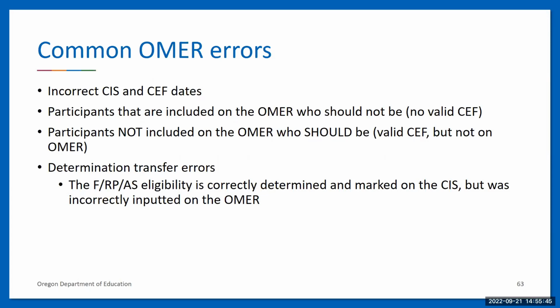And finally, possibly the most common error is human error. This happens when the eligibility of a participant is correctly determined on a CIS form, but incorrectly entered on the OMER. All of the errors can end up being costly as they can impact the OMER reimbursement rate. The best way to avoid these errors is to follow your organization's procedures and double check the OMER before moving forward to submitting eligibility information for the first claim month of the fiscal year.